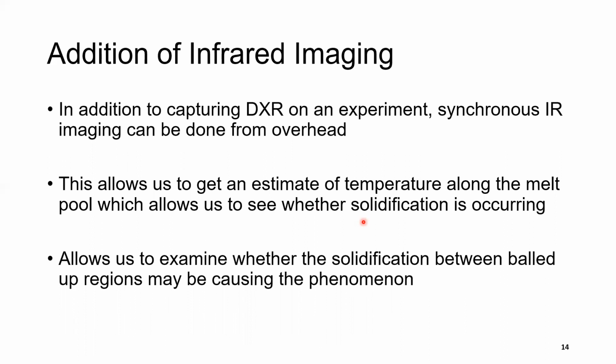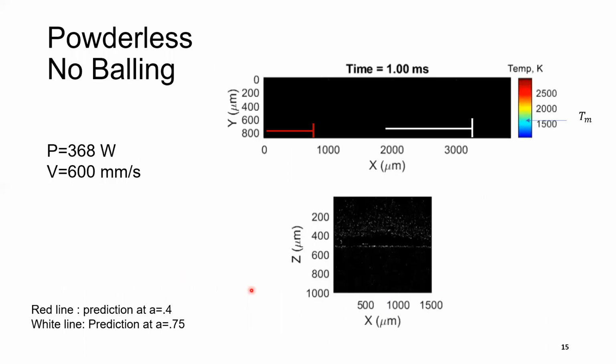It's worth mentioning that in order to get this estimate of temperature, we have to go through a calibration process that requires the use of the high-speed X-ray imaging, or DXR video. But the main reason why infrared imaging was used is so that it can help us see whether solidification is occurring between the balled up regions that may be causing the phenomenon. So we're able to do these combined infrared and high-speed X-ray imaging videos.